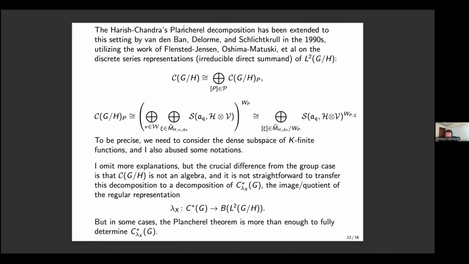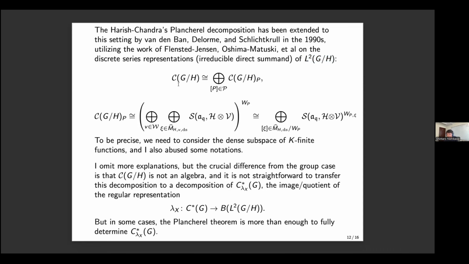This Harish-Chandra Plancherel decomposition, which I told you about, which everybody likes, has amazingly been extended by van den Ban, Delorme, and Schlichtkrull in the 90s, called the Plancherel theorem for the Schwartz space on the symmetric space G mod H. Their work was building on the work of other people, the French, Flensted-Jensen, Oshima, Matsuki, and others on the discrete series representations. So that's a separate story. You want to first study the irreducible direct sum of the L2 space, and this is very hard, but there's also a beautiful story to tell. Building on this work, they obtained this Plancherel decomposition, which is completely analogous to the Harish-Chandra decomposition.